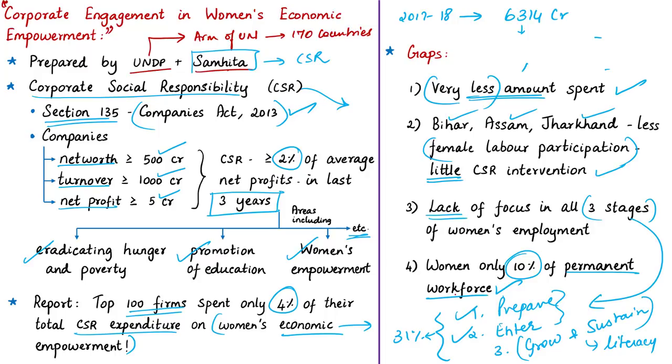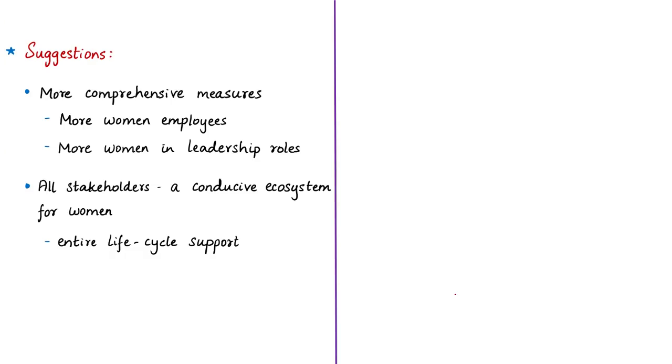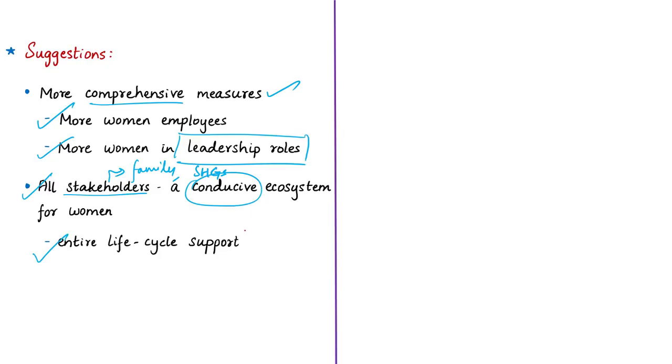Now, these are the gaps or the lacunae in economically empowering women that are mentioned in the report. Now, let us discuss the recommendations that were given in the report. According to the report, the companies should go for more comprehensive measures of women empowerment. They should try to employ more women in their permanent workforce. Also, the measures should ensure the increased participation of women in leadership roles. Then another recommendation is that the company should join hands with various stakeholders such as parents, spouses and women's self-help groups to ensure support in the entire life cycle of women's employment. This will also help to provide a conducive ecosystem for women's development.